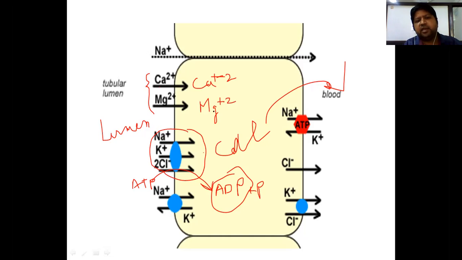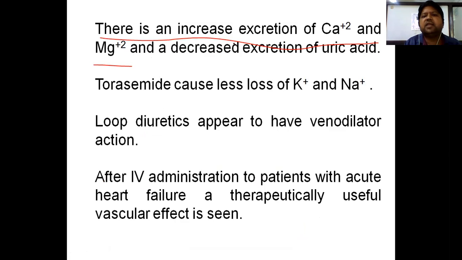But what is happening here when loop diuretics block this pump? When loop diuretics block this pump, ATP will not be hydrolyzed. The pump remains inactive, so it doesn't undergo ATP hydrolysis. When ATP is not utilized here, then energy is not produced. When energy is not produced, these two substances will not enter inside, because they require the energy of ATP hydrolysis. So hence, you can see here, there is also an increased excretion of calcium and magnesium.